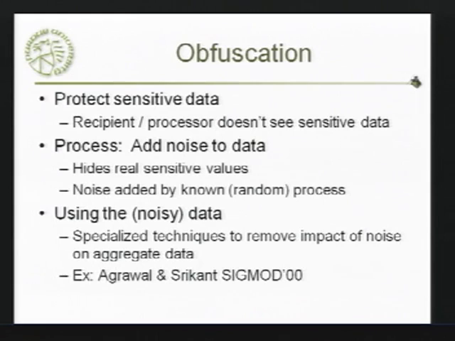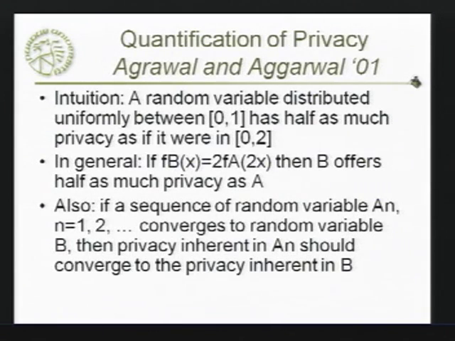So for example, if there's nobody in the room who's between 25 and 35, in a decision tree, I might want to make that decision between the young people and the older people. But where that break is would disappear once I added the noise. So how do we measure privacy in something like this?